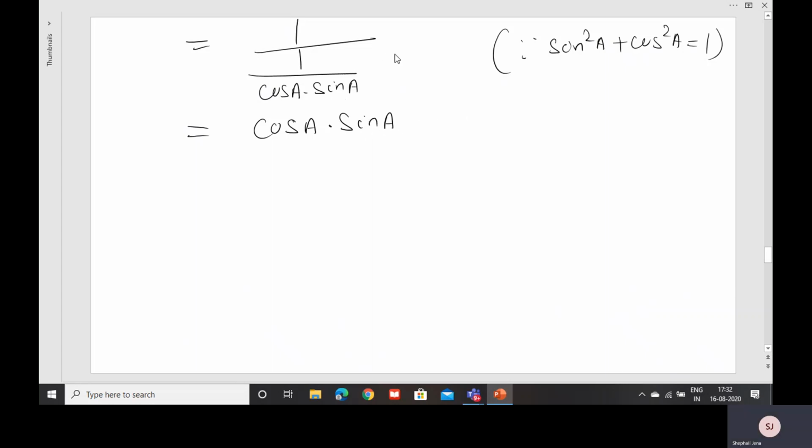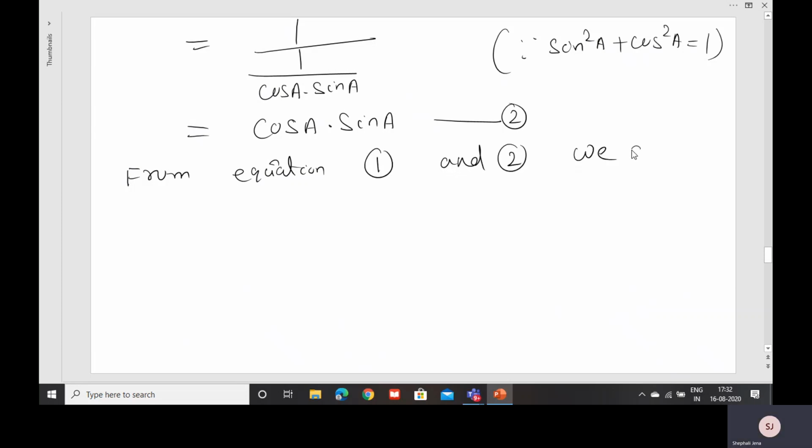Because here 1 into cos A into by sin A divided by 1 it will come. Equation 2. Now from equation 1 and 2, we got cosec A. That much we should not write. We should write LHS is equal to RHS. Over. Okay, again no need to write. LHS is equal to RHS.